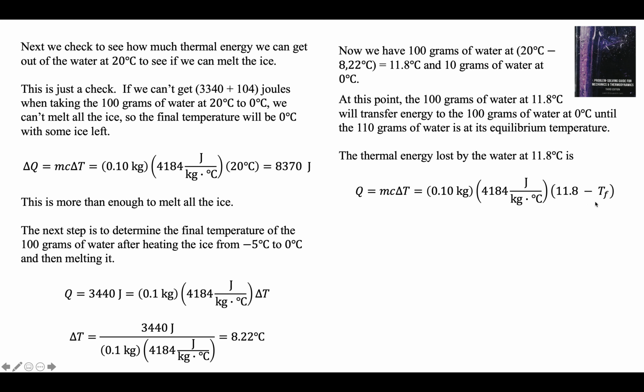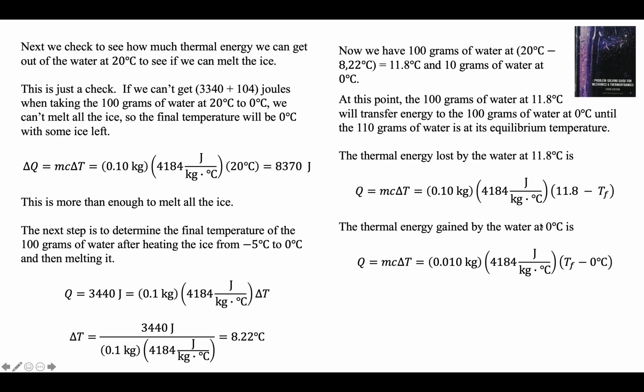Now we don't know what T final is, but we know the temperature change is 11.8 degrees Celsius minus T final. And it's 100 grams. This is the water at 11.8. There's this specific heat of water. The thermal energy gained by the water at 0, this is 10 grams of water at 0, its temperature change is T final minus 0, which of course is just T final.